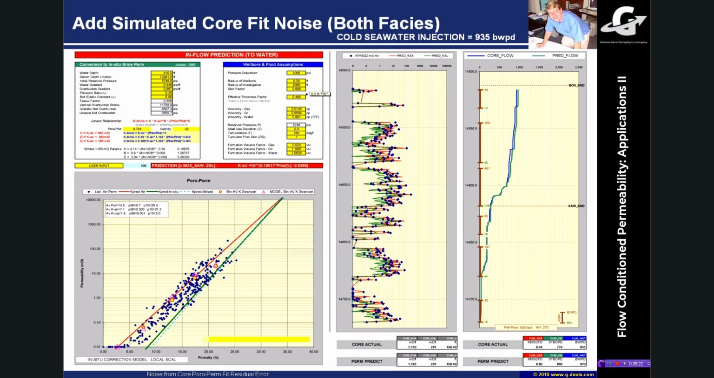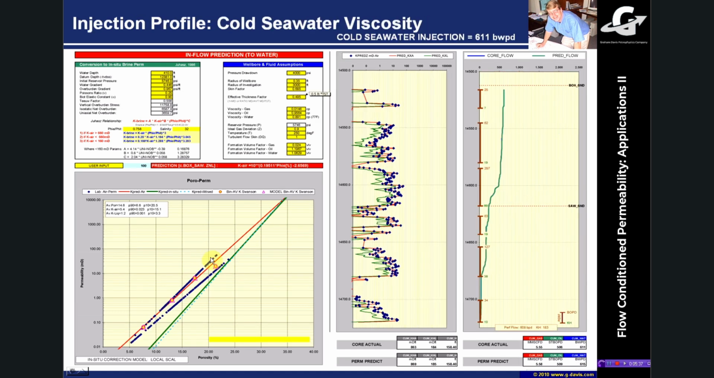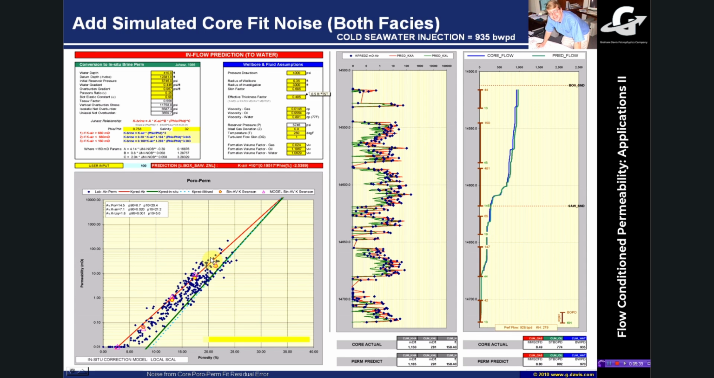If I flick back to the real core, keep in mind that sort of data spread there. If I look at the cored well, it's a different well of course, and in our new well I've got a little bit higher porosity, but as you can see that sort of spread, what I'm trying to do here is simulate that kind of spread, and in this particular case I've got a bit more higher porosity data up in this particular facies. But what I'm doing is adding simulated core fit noise with both facies, and you can see that in this particular case I'm up at 935 barrels of water per day.